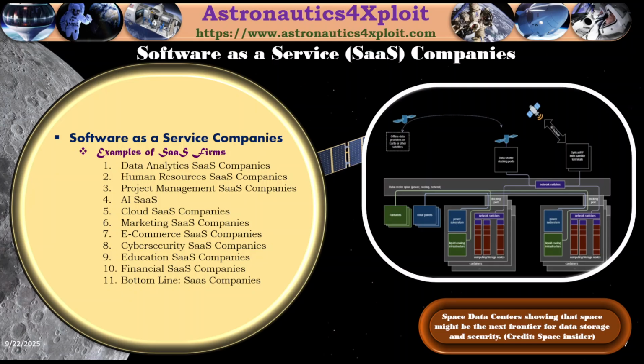Examples of software as a service firms are data analytics, human resources companies, project management, artificial intelligence SaaS, cloud SaaS companies, marketing SaaS companies, e-commerce SaaS companies, cybersecurity SaaS companies, education SaaS companies, financial SaaS companies, and bottom line SaaS companies. The picture here illustrates space data centers, which is showing that space might be the next frontier for data storage and security.